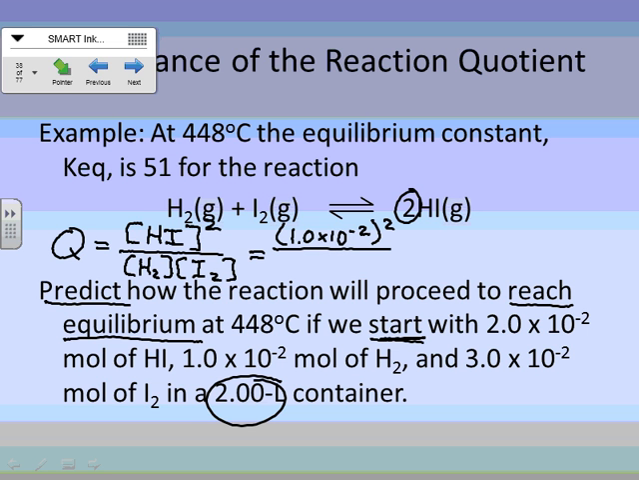Divided by H2. Now H2 is going to be, let's see, that's 0.01 to start with, right? So it'd be 0.005. Or, you know, if you want to keep it in scientific notation, it'd be 5.0 times 10 to the negative third. Whichever way you prefer to write that. Times the concentration of the I2, which is 1.5 times 10 to the negative second. I'm just keeping it in scientific notation to be consistent here.